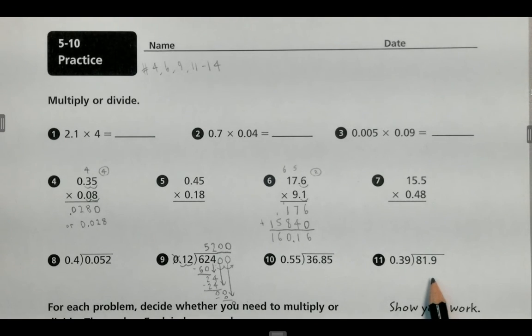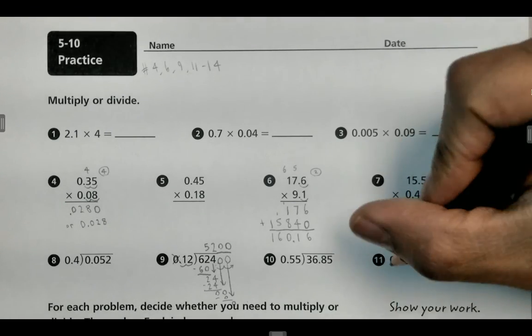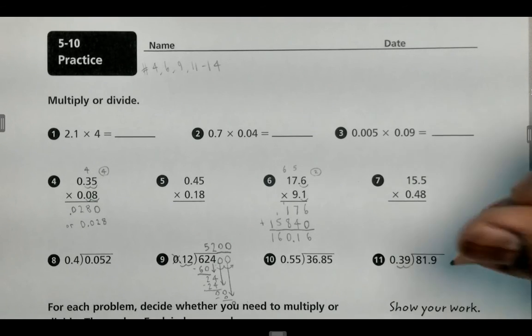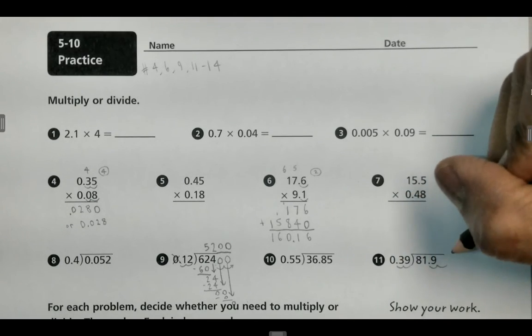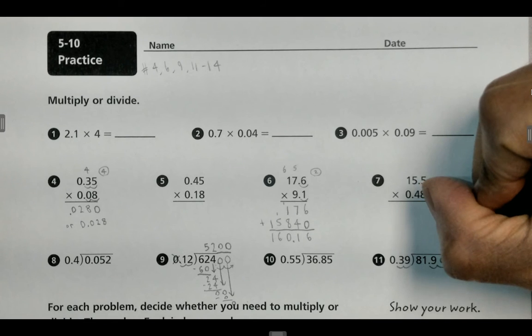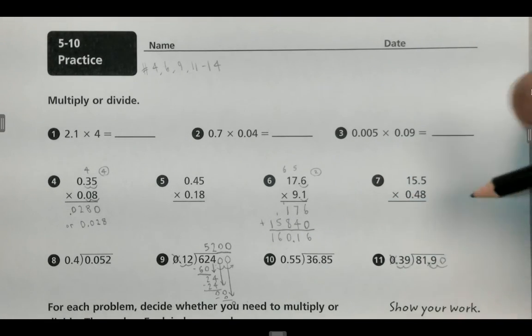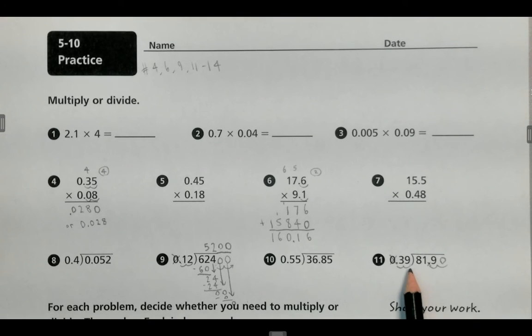11. The divisor has a decimal, so let's count how many places we need to push the decimal point to clear that out. 2 pushes changes the divisor into whole number 39. Let's do the same over here. Now I can cross this decimal point out. Our new dividend is 8,190. And let's set out to solve this thing.